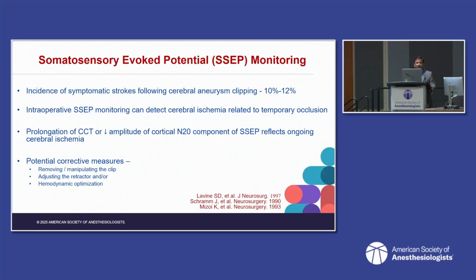But essentially, with evoked potential monitoring, it's a prolongation of the central conduction time and a decrease in the cortical SSEP amplitude that reflects ongoing ischemia. So once the surgeon places a clip and you see a significant reduction in the amplitudes, it can guide us to make some corrective measures. On the surgical side, it could be either manipulation of the clip, repositioning it, or getting rid of a pressure on one of the structures there. And on the anesthesiology side, it could indicate the need for hemodynamic optimization in terms of increasing the patient's blood pressure to push the collateral flow through to perfuse the brain.